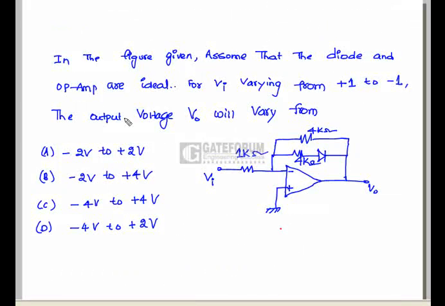Here the question is, in the figure given, assume that the diode and the op-amp are ideal. For Vi varying from +1 to -1, the output voltage V0 will vary from. Here in the given figure, the circuit acts as an inverting amplifier, means there is a 180 degrees phase shift between the V0 and the Vi. Now suppose Vi is varying from -1 to +1, we can divide into two parts, that is Vi varying from -1 to 0 and 0 to +1.